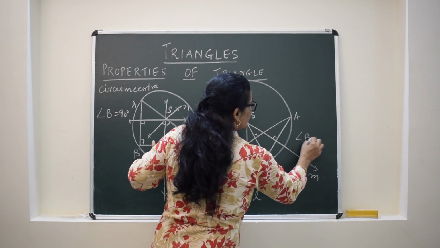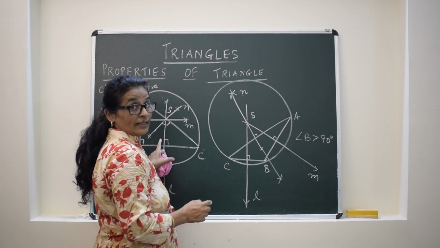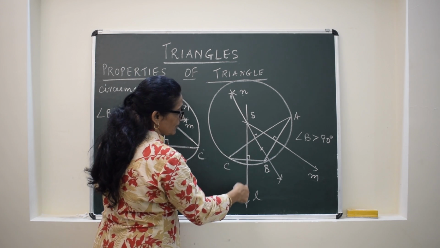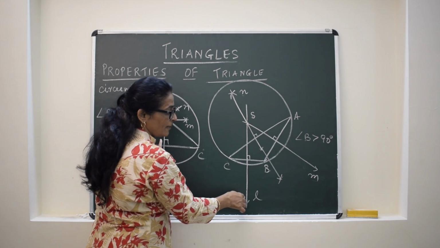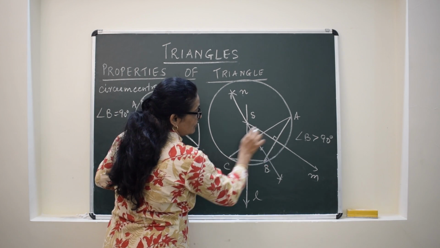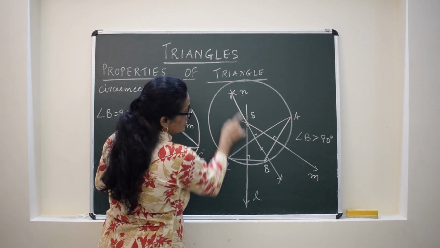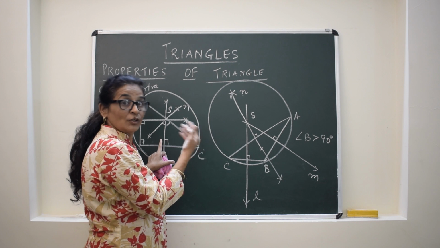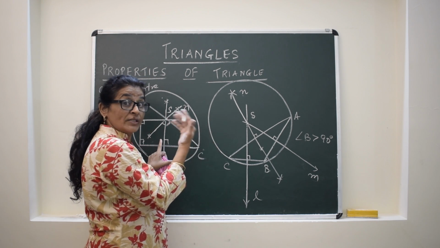This angle B is greater than 90 degrees. So when you take this obtuse angle triangle, then you will notice when you drop the perpendicular bisectors, the perpendicular bisector of BC is this L, perpendicular bisector of AB is this M, and perpendicular bisector of AC is this N. They are meeting outside the triangle. So this circumcenter can lie outside the circle also.